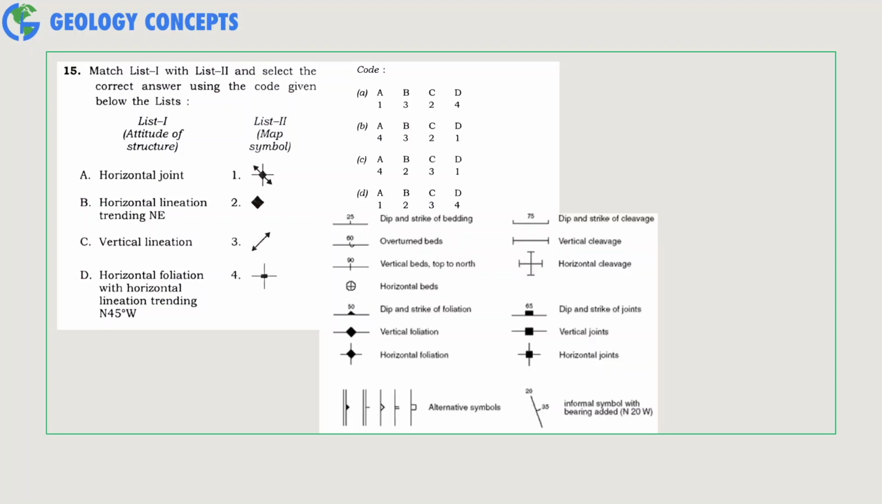Okay, so there is one option, that is option C, that talks about the vertical lineation. So option 2 from list 2 will be the correct symbol. Now, horizontal lineation trending northeast. So option 3 matches with option B. Hence, option B is the most suitably matched and is the correct answer for this question.